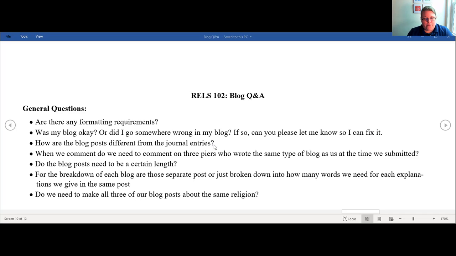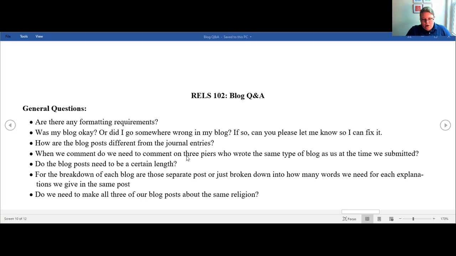How are the blog posts different from the journal entries? The journal entries are really just reflections over your learning process up to a certain point in the semester. So for Unit 1, the journal entry was focused on what you learned in that unit and what you still have questions about. Journal entry 2 is focused on Unit 2, what you learned, what you still have questions about, and so on. The blog posts are different because they're viewable by the entire class instead of just me. The blog posts are going to be ways that you can engage with the different religions we're discussing and how they appear in the 21st century in the United States.